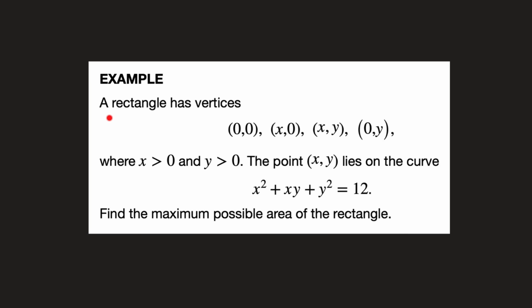We're told a rectangle has vertices with coordinates (0, 0), (x, 0), (x, y), and (0, y), where both x and y are greater than 0. We're then told that the point with coordinates (x, y) lies on the curve whose equation is stated here. That's x squared plus xy plus y squared equals 12. And finally, we're told to find the maximum possible area of the rectangle.